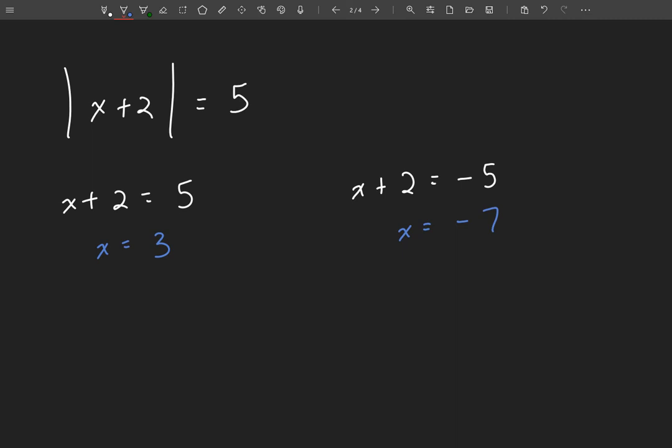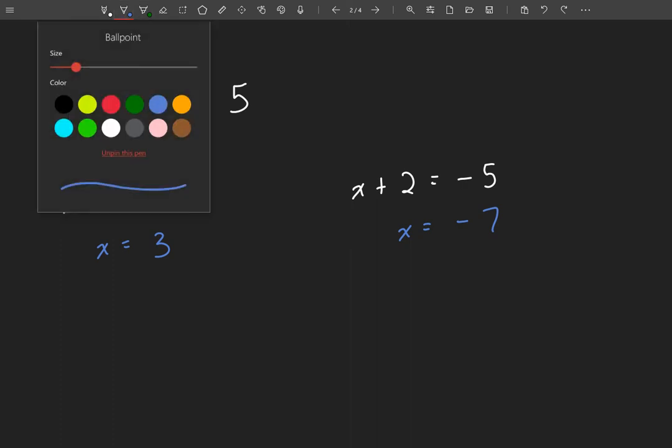Now, I showed you what it means when you plug these things in. So let's say if I plug in a 3, 3 plus 2 is 5. Absolute value of 5 is 5. If I put a negative 7 here, negative 7 plus 2 is negative 5. When you take the absolute value, it's 5. So it does work if you plug it back in and want to check your work.